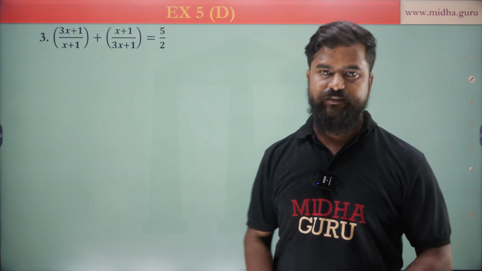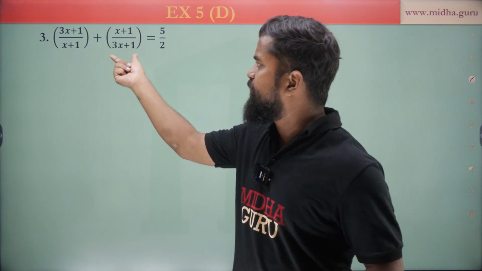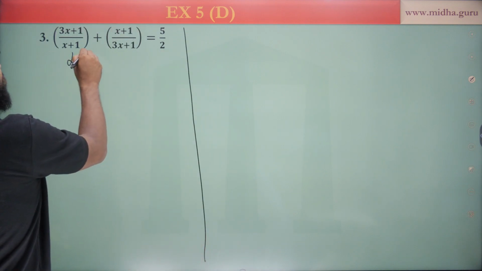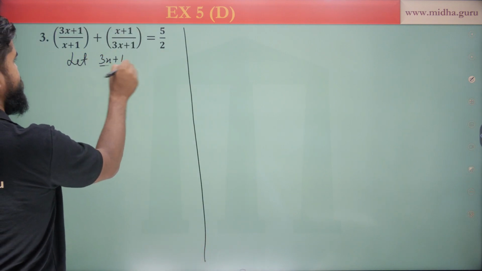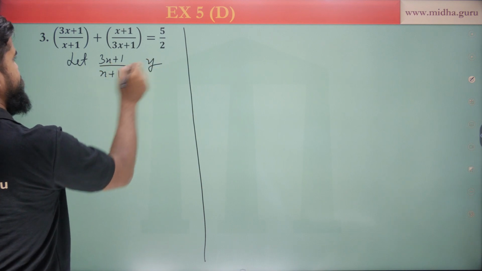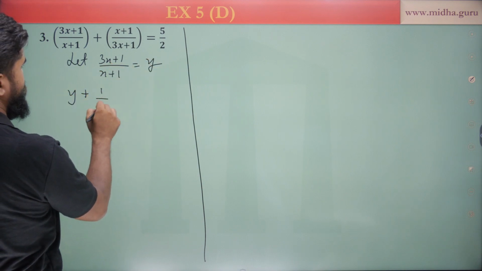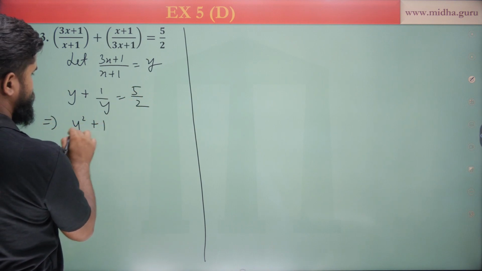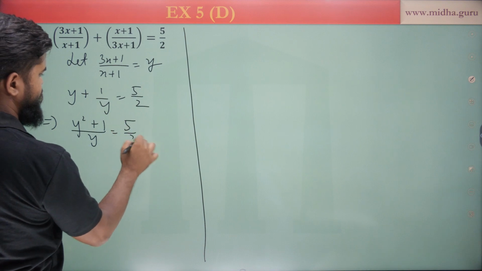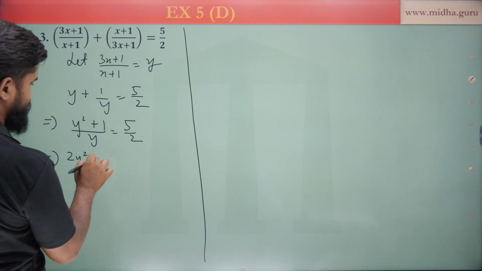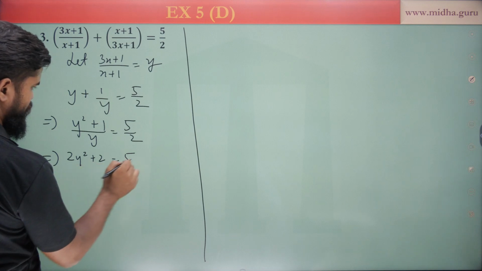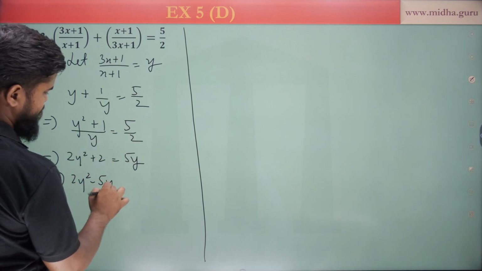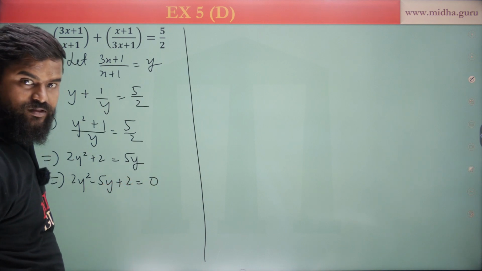Now the next question is also similar. It has a term and its reciprocal added, equal to 5 by 2. So again, we will take 3x plus 1 by x plus 1 to be y. So we have y plus 1 by y is equal to 5 by 2. So we get y square plus 1 by y is equal to 5 by 2, which means 2y square plus 2 is equal to 5y. Y gets multiplied there, and we have 2y square minus 5y plus 2 is equal to 0.